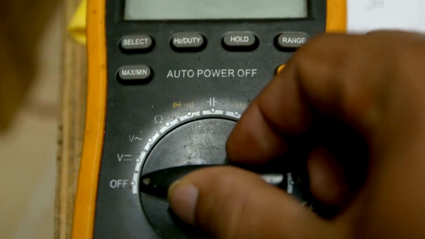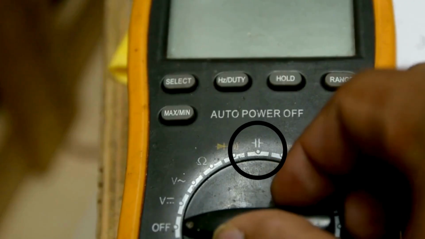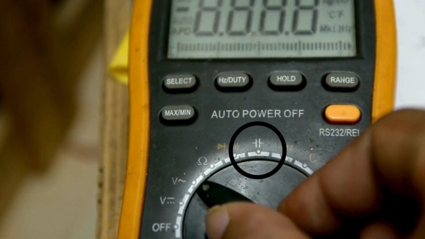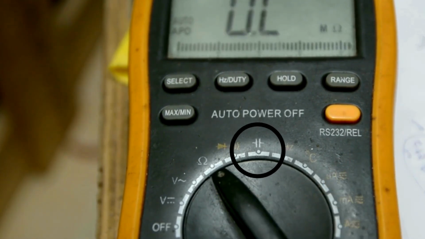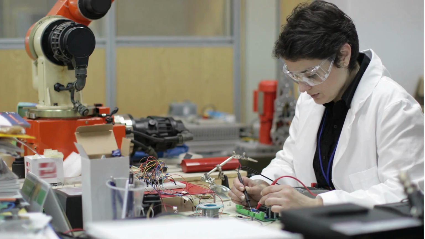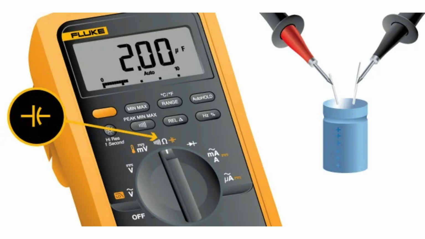Here's how. 1. Set the multimeter to capacitance mode. Look for the capacitance symbol, usually C or a capacitor icon. 2. Discharge the capacitor. Always discharge the capacitor before measuring to avoid damage to the multimeter. 3. Connect the multimeter probes. Connect the red and black probes to the capacitor's terminals. 4. Read the measurement. The multimeter will display the capacitance value in the appropriate unit, µF, nF, or pF.